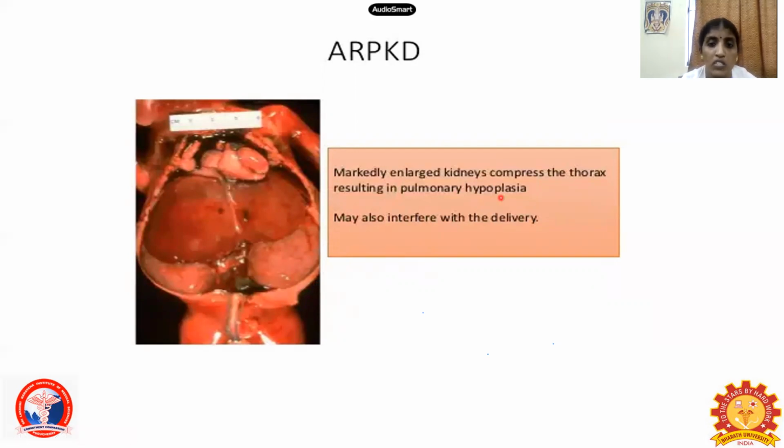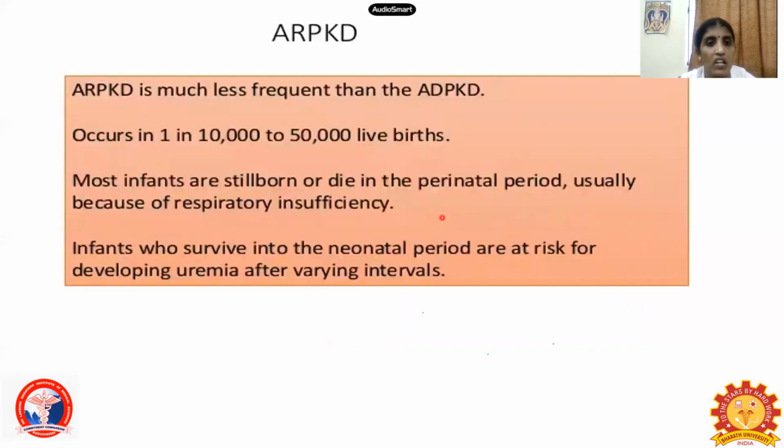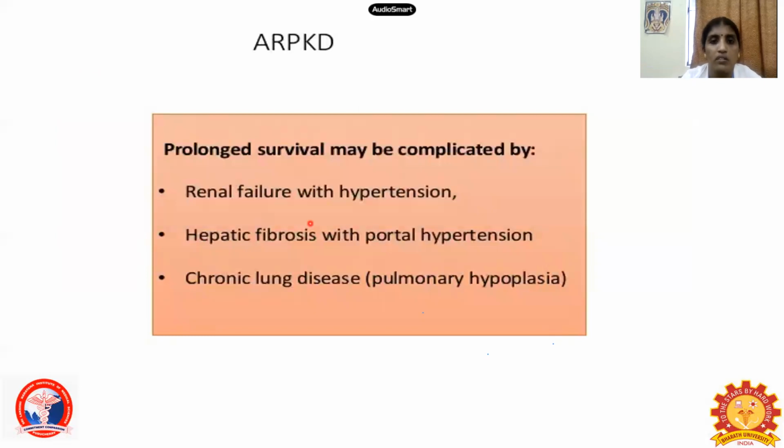So pulmonary hypoplasia is one of the most common causes of mortality in these children. It can also interfere with the delivery. Most infants are stillborn or die immediately after birth, usually because of respiratory insufficiency, because as I told you, it is associated with pulmonary hypoplasia. Infants who survive into the neonatal period are at risk for developing uremia.